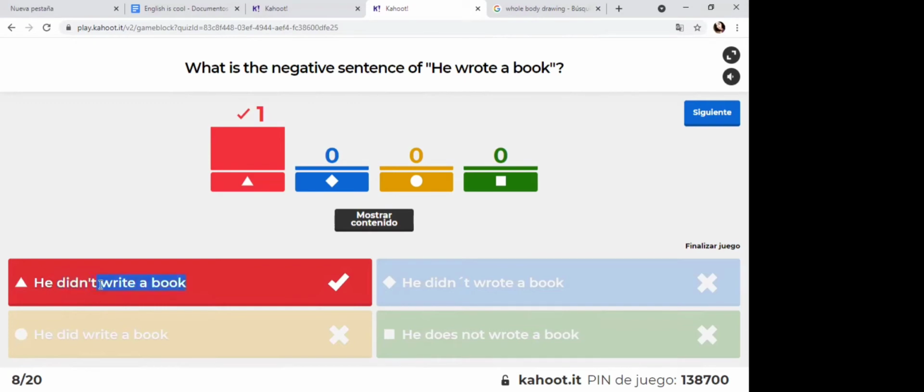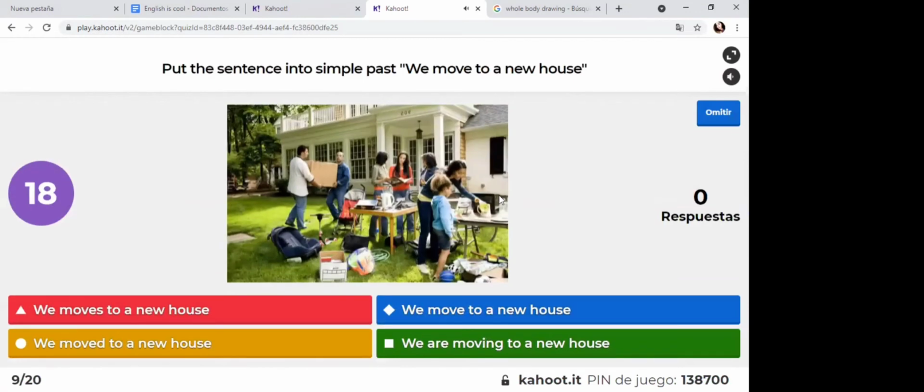In the negative form, we need the subject and then what auxiliary verb? He didn't. And then what happened to my verb? Is that in past or in present? In present? That's right, it's in present, because we already have our auxiliary verb. We moved to a new house. That's the past simple. This is in present.